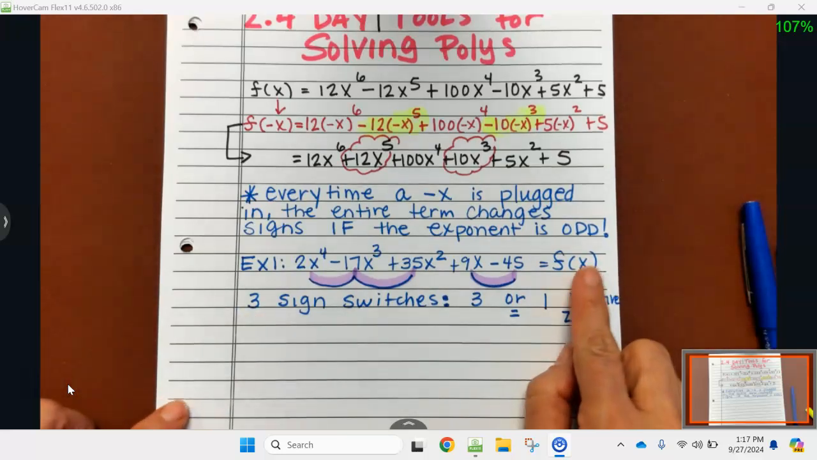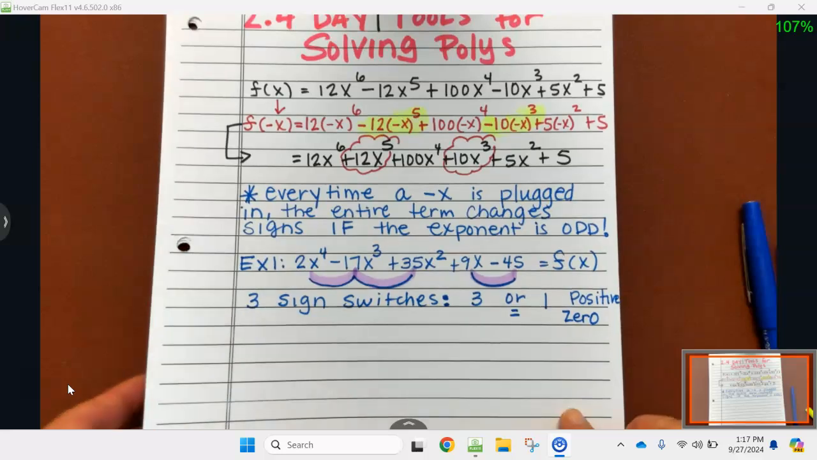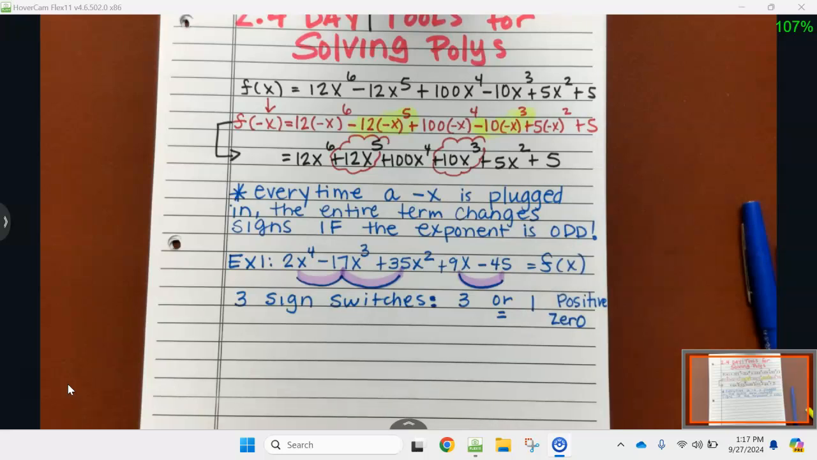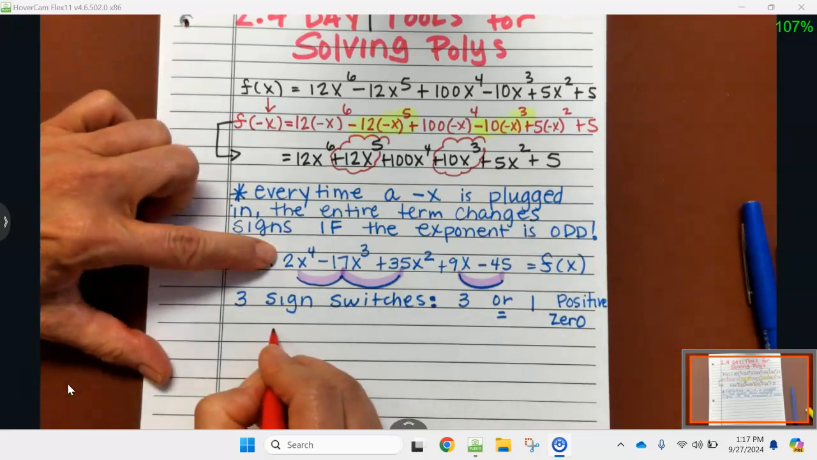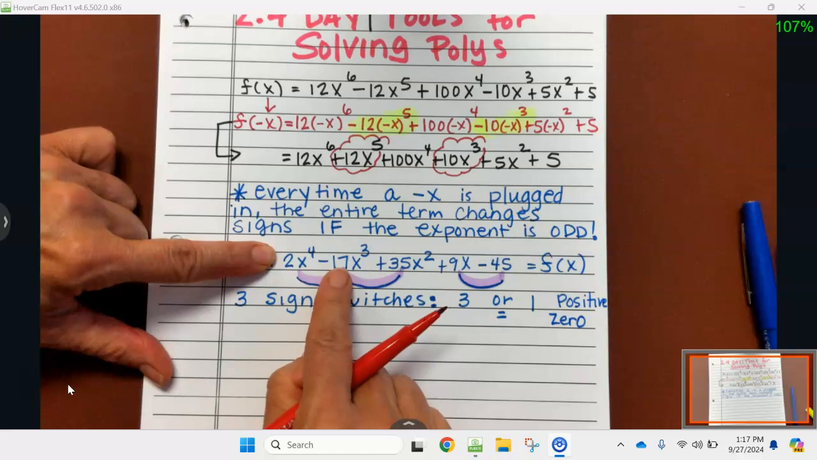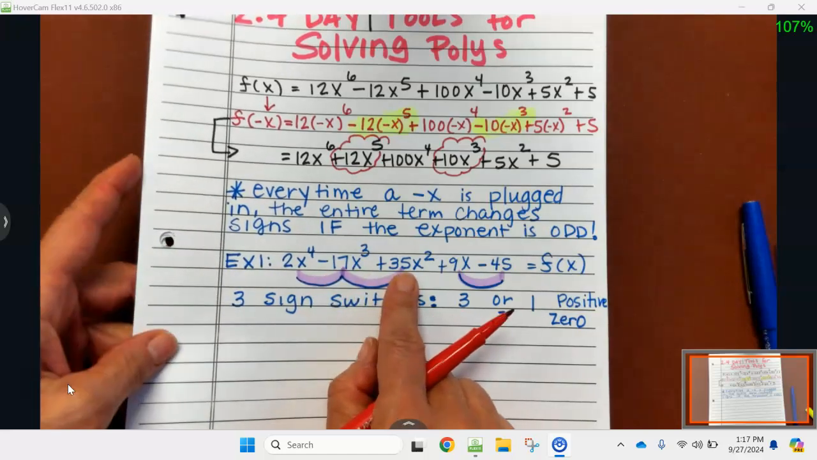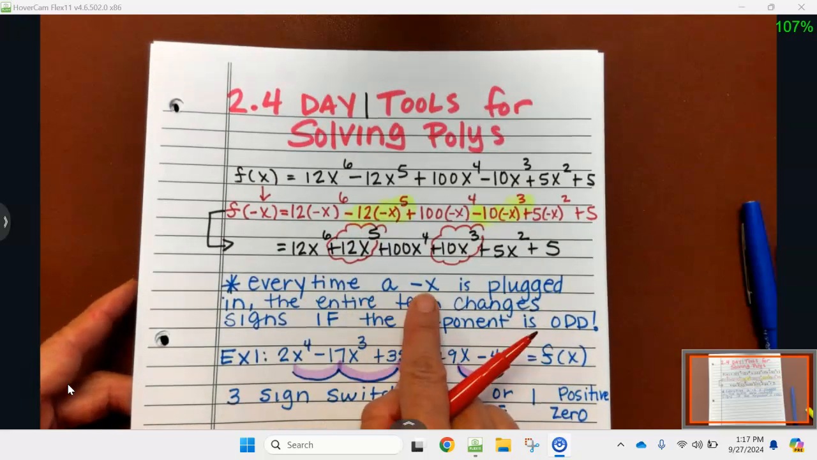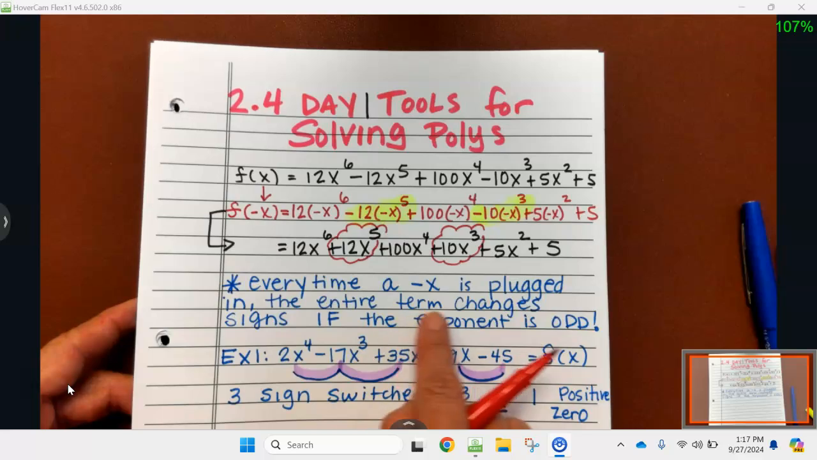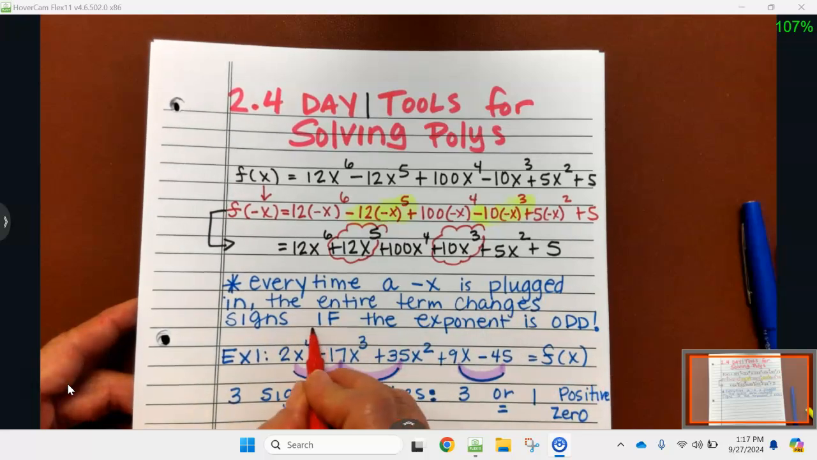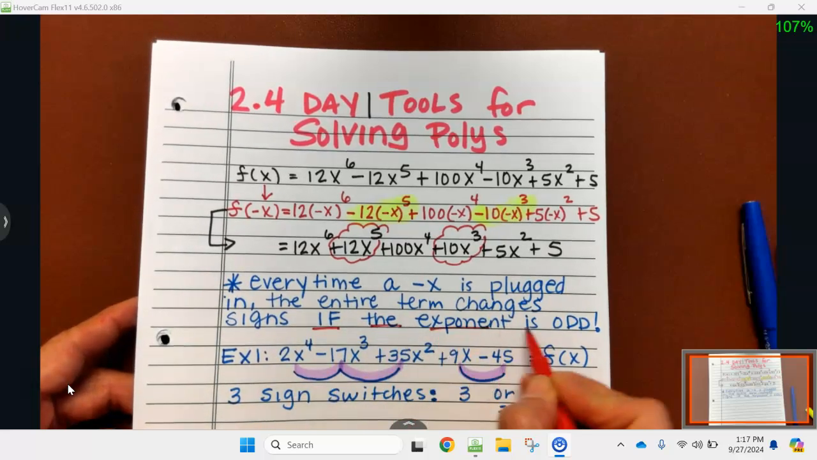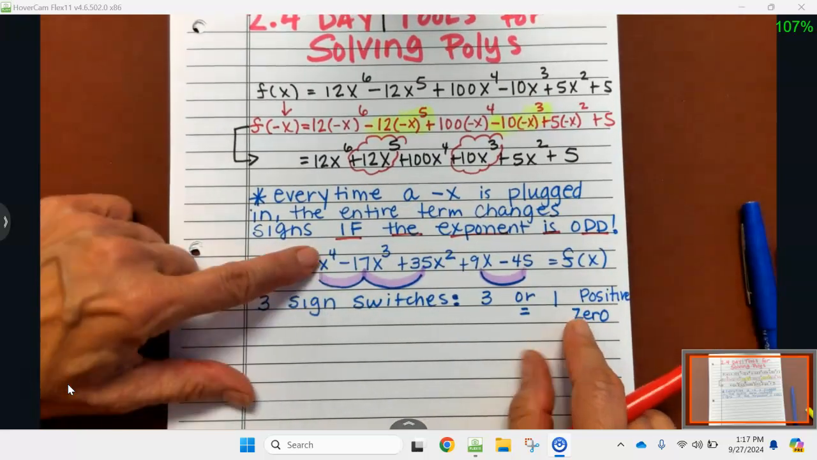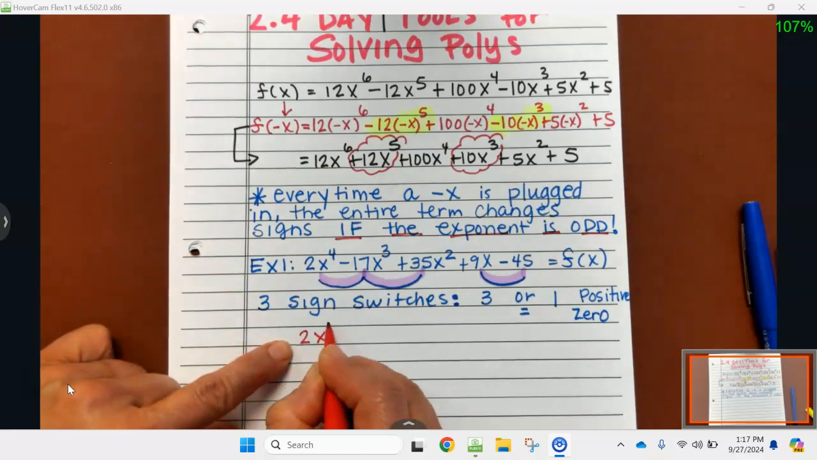Now, watch what happens when we plug in the opposite, and that's going to tie back into the intro of this lesson. Remember, every time a negative x is plugged in, the entire term changes signs if the exponent is odd. When I plug in a negative x and the exponent is even, I'm just going to copy the term exactly how it is.